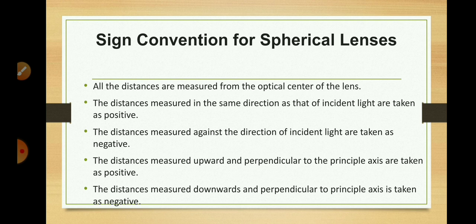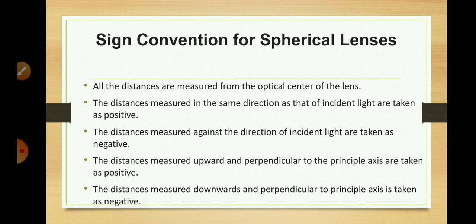The distances measured in the same direction as that of incident light are taken as positive. So all the distances towards the right are taken as positive. The distances measured against the direction of incident light are taken as negative. So the distances towards the left are taken as negative.